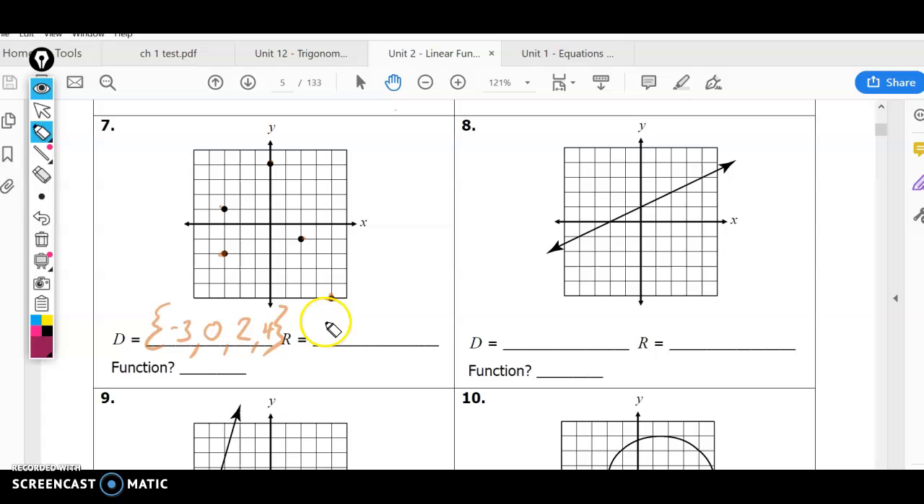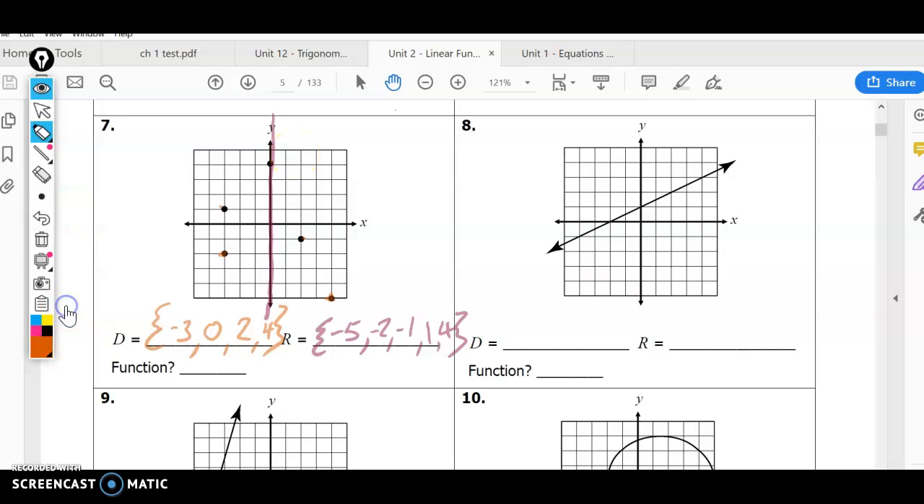Okay. So now for the range, we go lowest to highest. The lowest is -5. And again, we're looking at the y-axis for the range. The next lowest is -2. The next lowest is -1. Then we have one at 1. And then we have one at 4, I believe. So -5 was the lowest. Then we had one at -2, -1, 1, and 4. Is it a function?